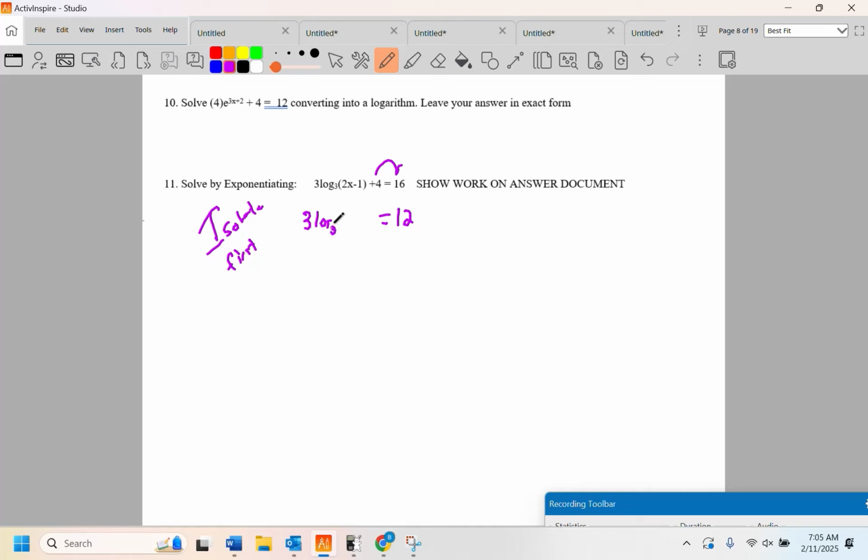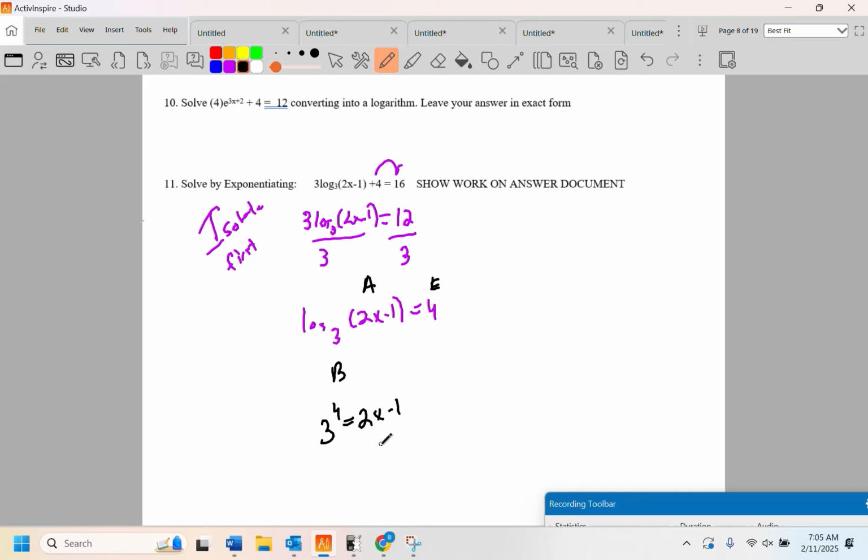3 log base 3 of 2x minus 1 is 12. Divide out that 3, not that 3, that 3. And log base 3 of 2x minus 1 is 4. Base, argument, exponent. 3 to the 4th is 2x minus 1.